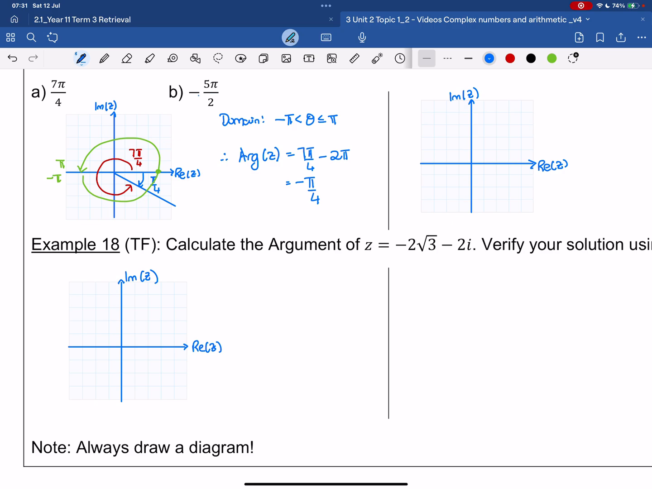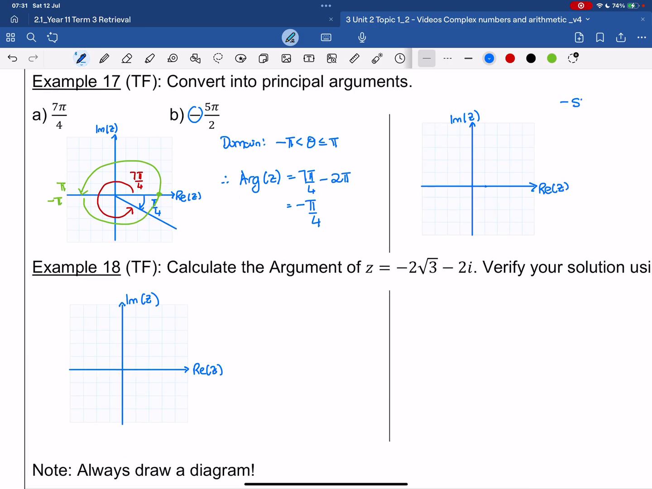All right, let's have a look at negative 5 pi on 2. Okay, well, if I start at 0 and I'm going in the negative direction, so negative 5 pi on 2, well, that's negative 2 pi minus pi on 2. So I'm going to go all the way around to negative 2 pi, and then I have to minus another pi on 2. All right, so this is where my angle is sitting.